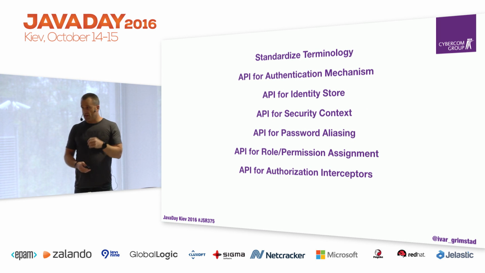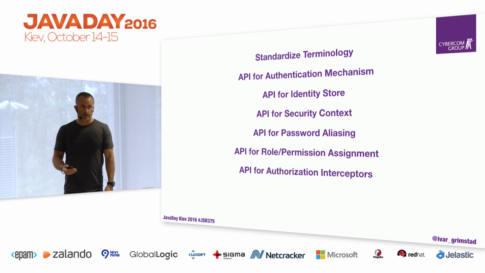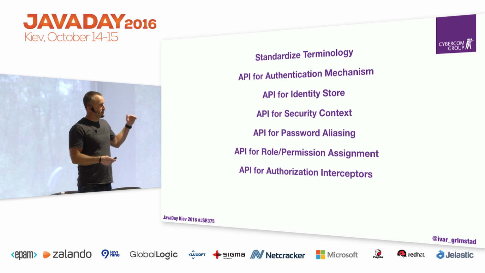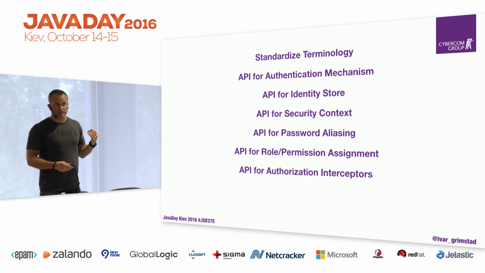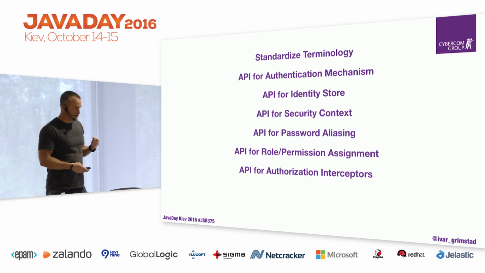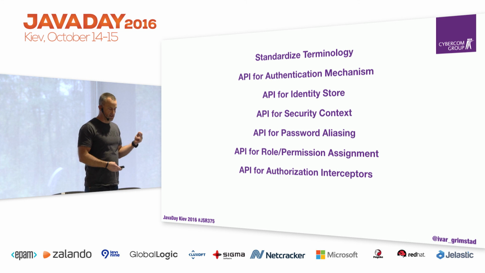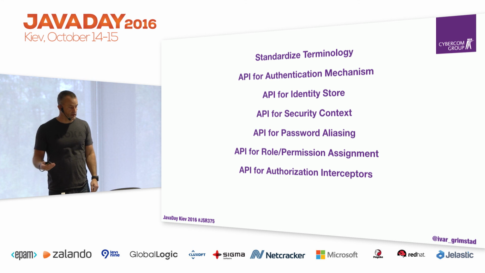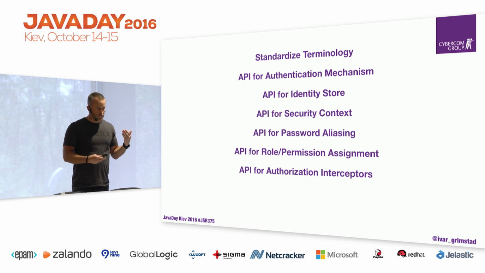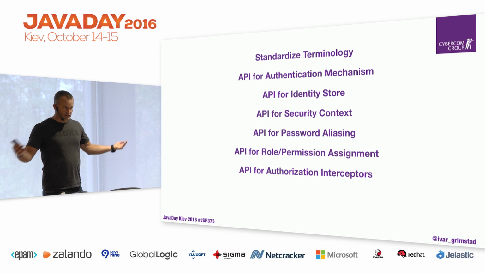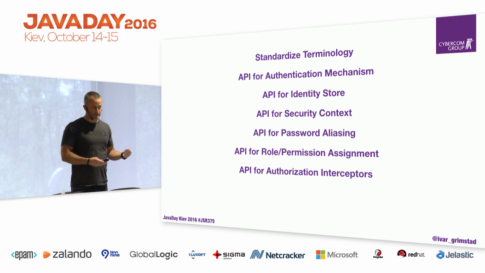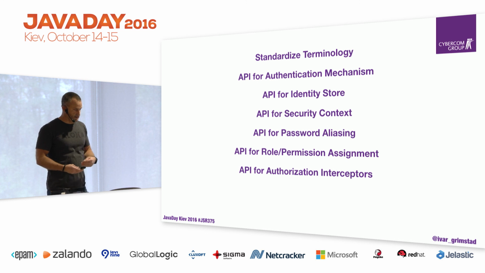And back to some of the ideas that came up in the first couple of weeks of the expert group. These are the original ideas we came up with, what we wanted to do with this JSR. We wanted to standardize the terminology, so we know what we're talking about when we talk about security. And we wanted to create an API for an authentication mechanism that was general. And an API for identity store, security context, password aliasing, role permission assignment, and authorization interceptors.